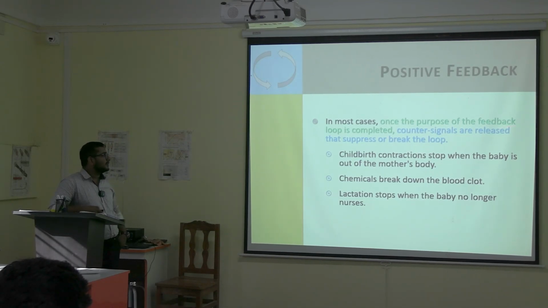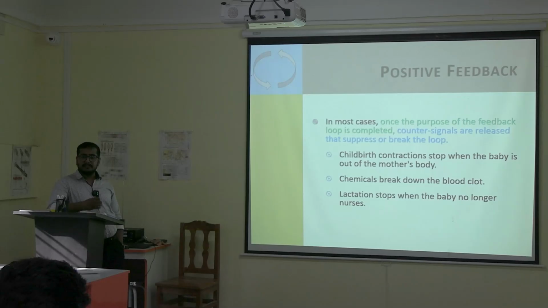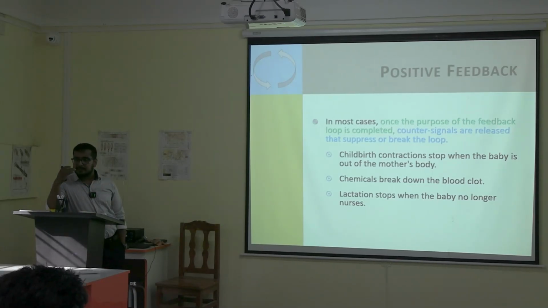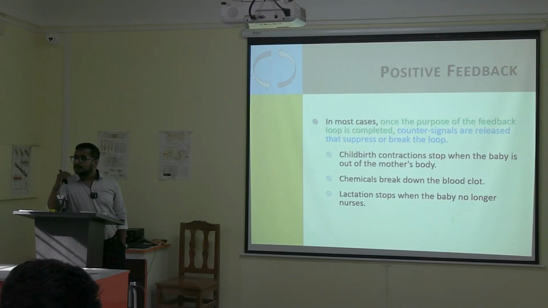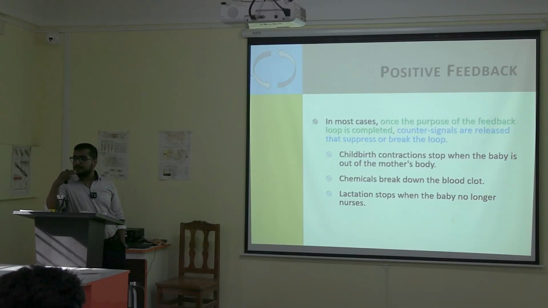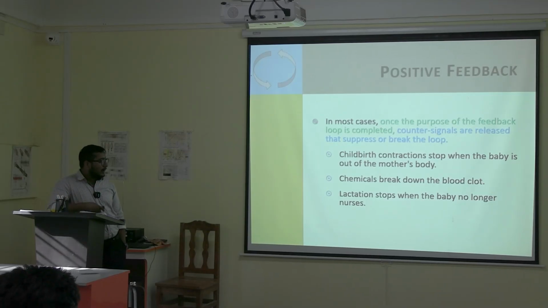In most cases, once the purpose of the feedback loop is completed, the counter signals are stopped. Once your body has done whatever it is supposed to do, the positive feedback also stops. Like once the baby is delivered, the positive feedback, like the release of oxytocin, also stops. Similarly, once you have a cut, there is clotting and a clot is formed. After some time, the clot also dissolves. And lactation, as you know, after 6 months the baby decreases or stops feeding on the breast milk. At that time, lactation also stops.